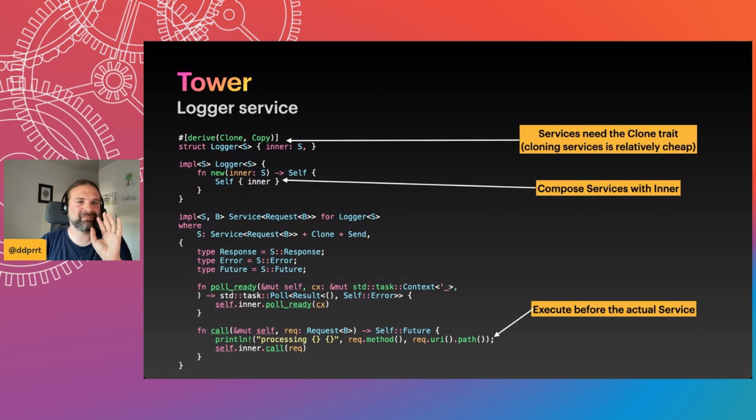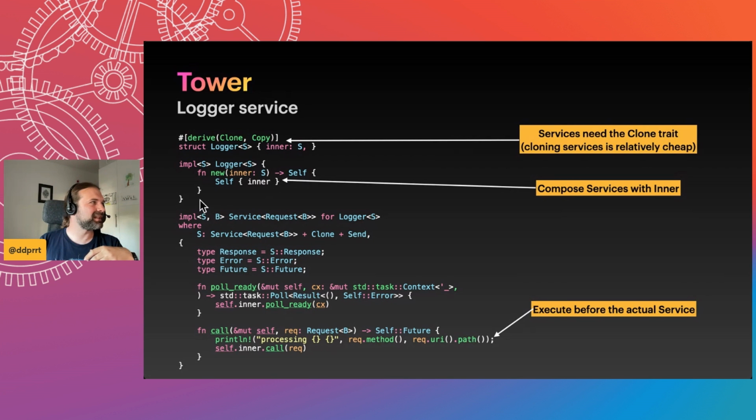Let's look at the very simplified logger service. We are writing an HTTP application, and what we want to do is, at the moment the request comes in, log a little bit of information about this request. Usually I'm creating a struct that is generic with an inner service. So this is the wrapping, this is how you build up your tower: just services within services.